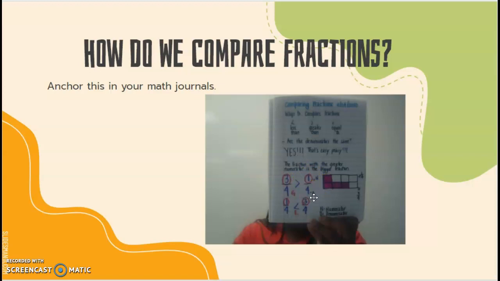Okay, so I'm going to give you a few minutes to copy this anchor chart into your math journal, and then we're going to come back and continue our lesson on comparing fractions with like denominators.